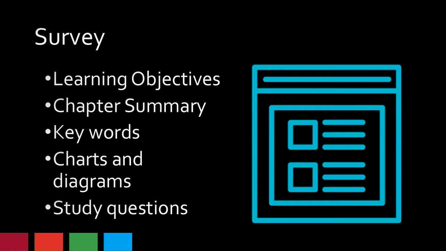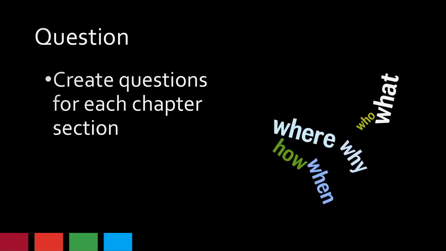At the end of this step, you should know how the chapter is organized and what you will learn by reading. You might find it helpful to end this step by making an outline of the chapter on a separate page. The Q in SQ3R stands for question.